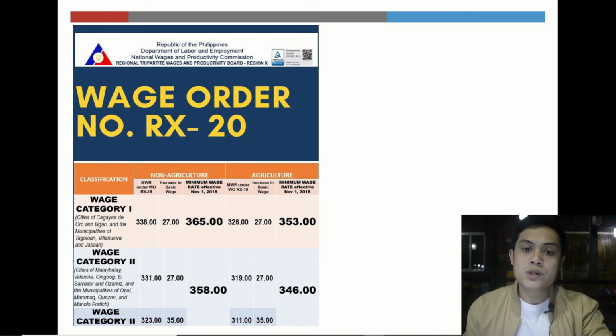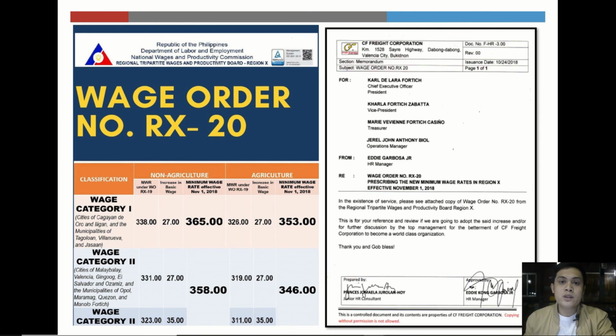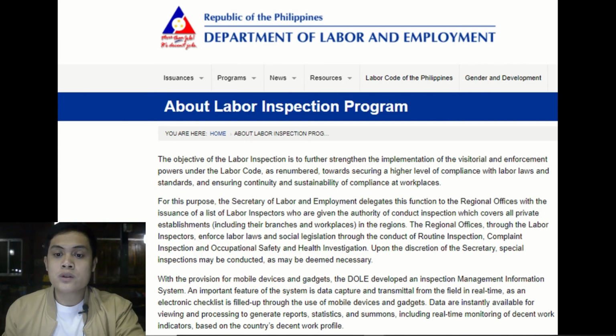One example for us was wage order number RX 20 that was announced in 2018, 2 years ago. There were changes in the minimum wage amount for employees, particularly in Valencia and in Malaybalay City. For non-agricultural employees, the old rate was 331 per day, but with this wage order it was changed to 358. As a company, we are mandated to submit authority, so we made a memo addressing this mandate from DOLE, and after the memo we implemented the new wage for our minimum wage earning employees.